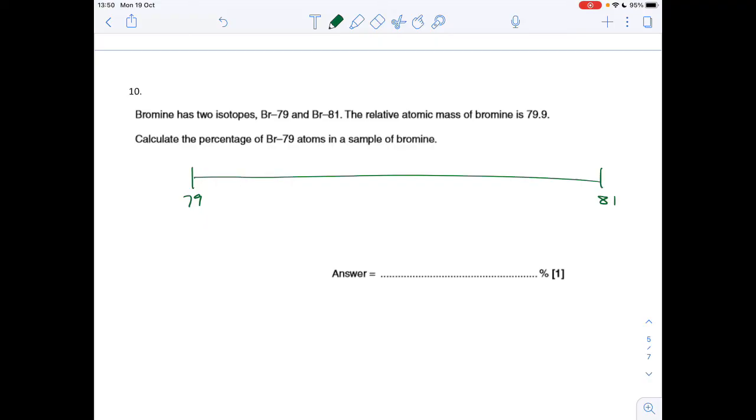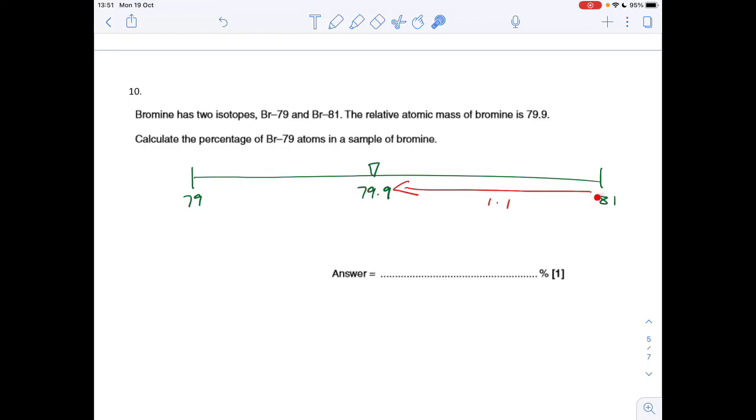Okay, so just keeping the tug-of-war analogy going, the little flag that determines who's winning is sitting just slightly closer to the 79 isotope. So that's the relative atomic mass, 79.9. So if we think about the 79 isotope as pulling the average towards itself, that's how I like to think about it. So it's pulling away from the 81. So you can see that its pull is 1.1. And that's because it's managed to go from 81, it's pulling the average, and it stops at 79.9.